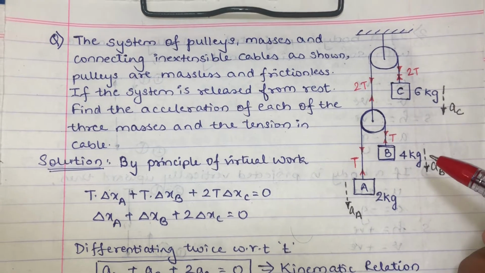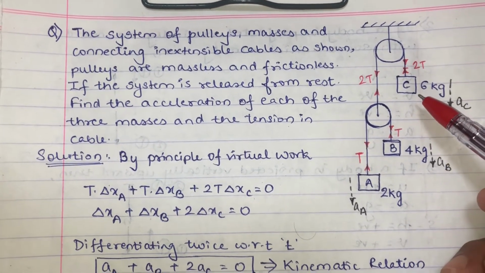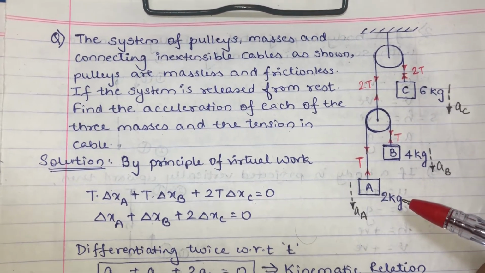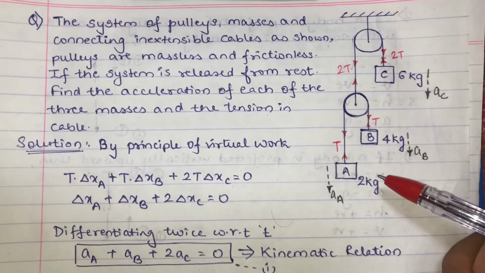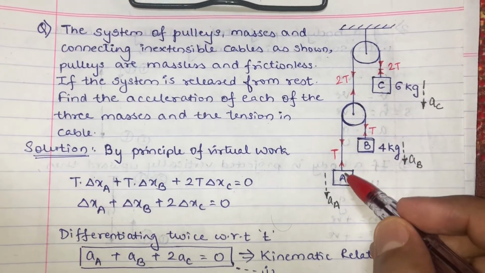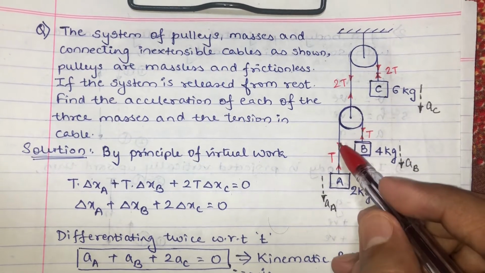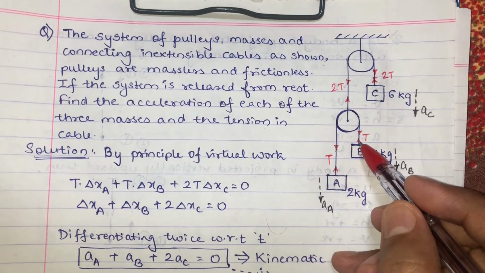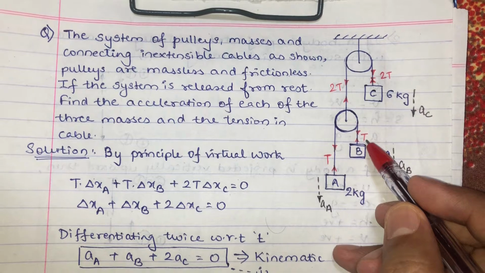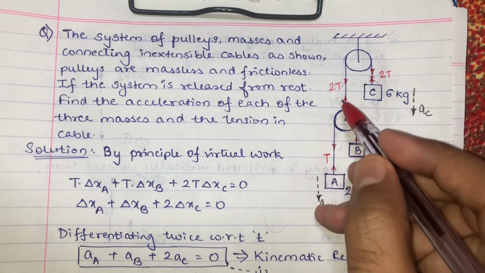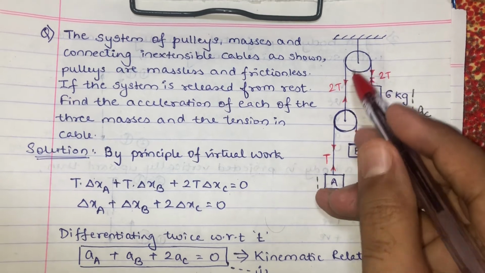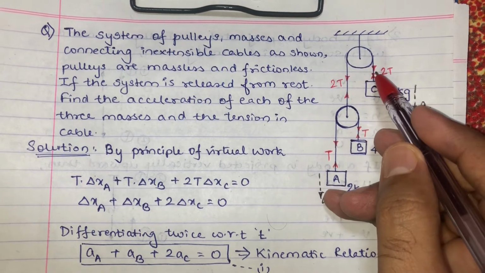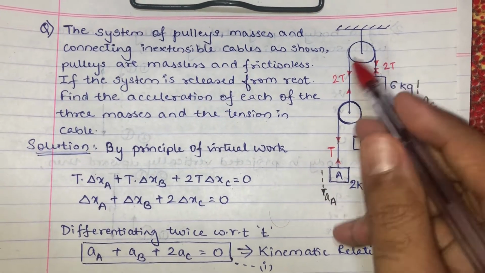The very first thing, as you can see, is that block C is 6 kg, block B is 4 kg and block A is 2 kg. We'll start putting a tension in the string. For block A, away from the block, tension T, away from the pulley, tension T. The same string continues, away from the block, T, away from the pulley, T. This 2T will be here, away from the pulley 2T, away from this pulley 2T. Similarly, this string continues here, so away from the pulley 2T, away from the block 2T. I hope you understood this.